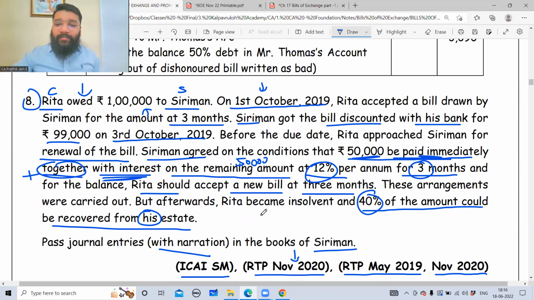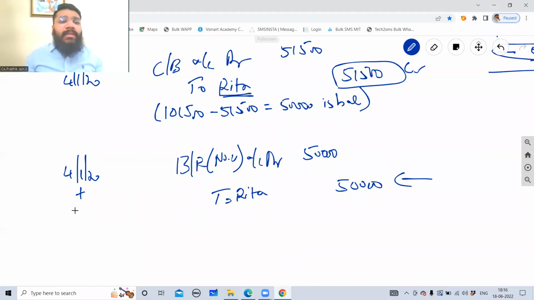So this is the situation where Rita has received 40% of the amount. 40% of the amount of Rita could be recovered from her estate, from her properties, which is assets, all the assets put together. Clear with this point? Balance 60% is bad debt. Nothing is there. Where will they recover from?